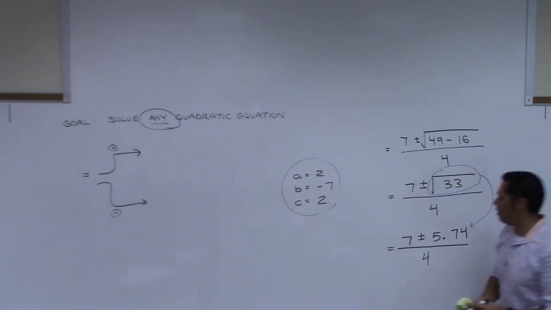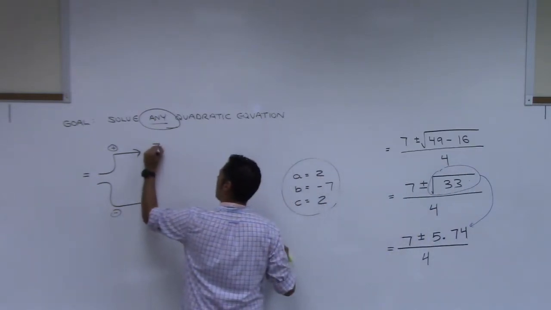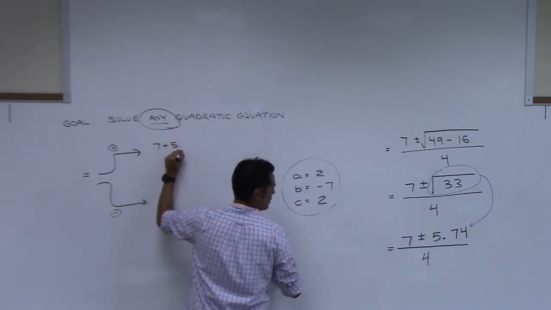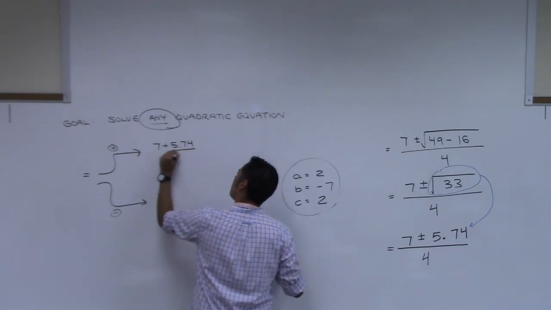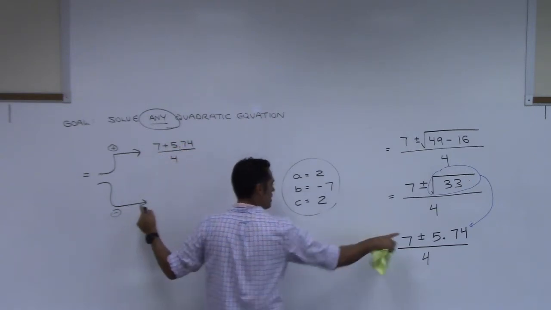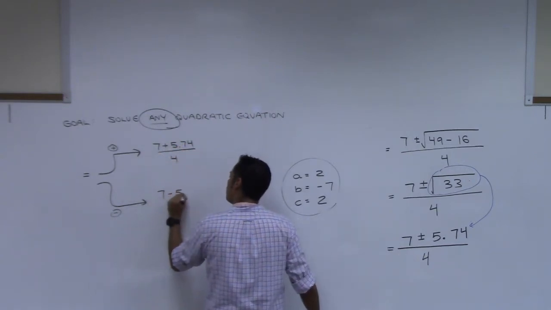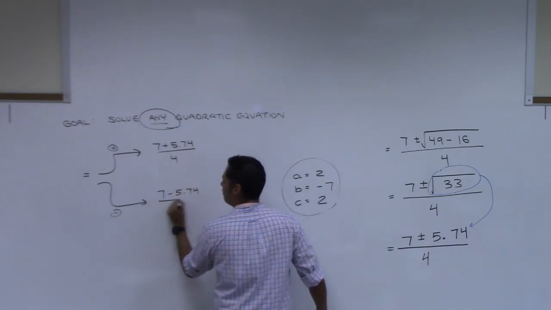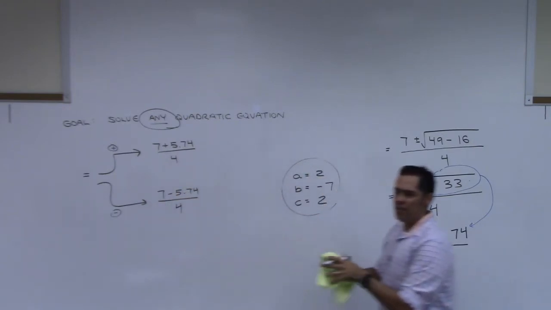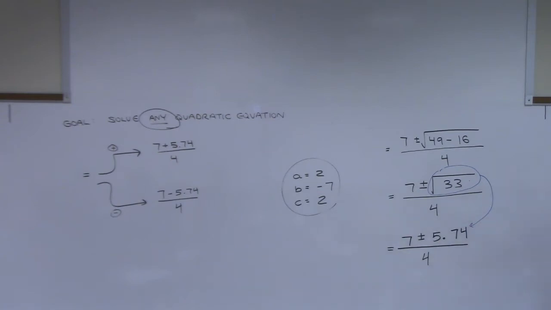First, let's look at it as a plus. If I do it as a plus, I do 7 plus 5.74, and then I'll divide that by 4. If I do the minus, then it's 7 minus 5.74 divided by 4. You see what I'm saying? I'm actually at this point splitting it up to get my 2 separate answers.